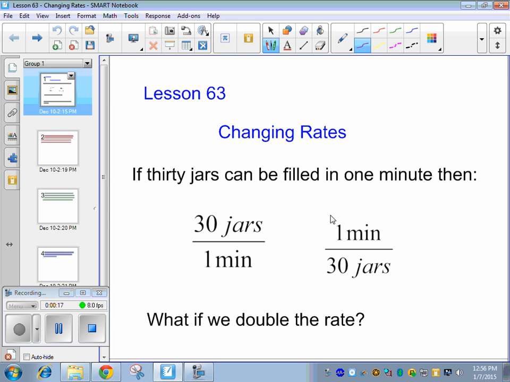Changing rates. So you guys, we've done unit rates and unit multipliers, but we haven't done changing rates. It's pretty easy, but just watch. If 30 jars can be filled in 1 minute, then we can write that two ways. So go ahead and write that down. 30 jars over 1 minute, or 1 minute over 30 jars. We flip them for whatever we're multiplying by.